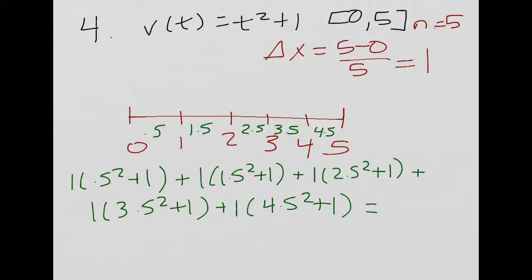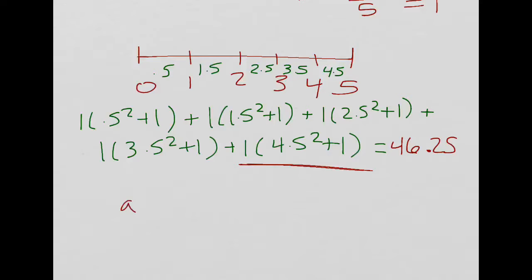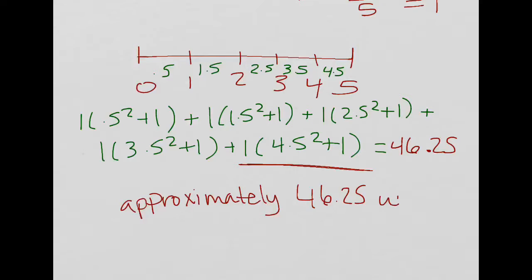So if you pay attention, this is actually the previous problem with just an extra piece tacked onto the end. Gives me 46.25, or you can type it all in again, either way. So the particle moved approximately 46.25 units. Okay, number 5. Ask you to sketch the region. So you can do that.